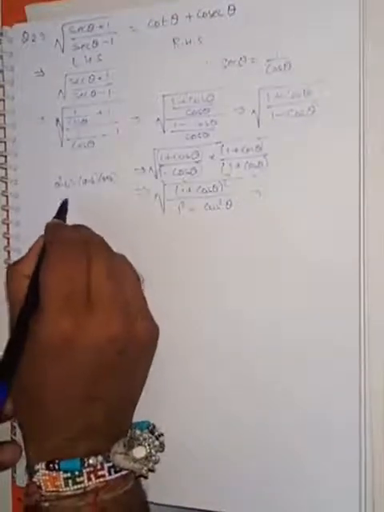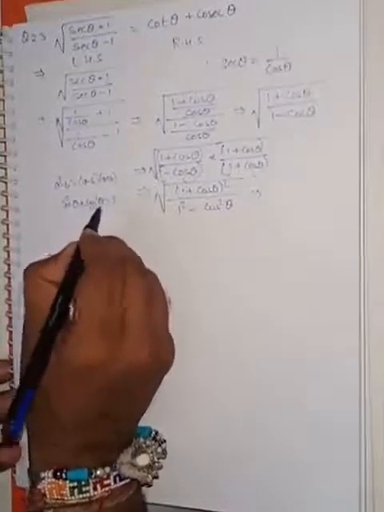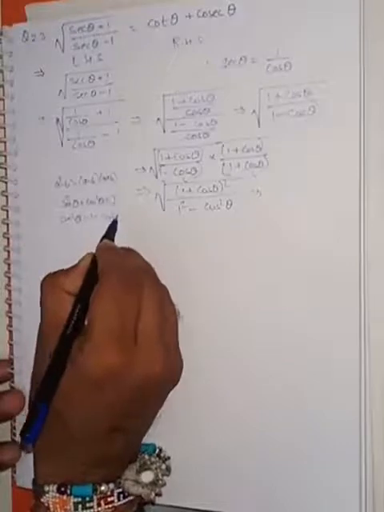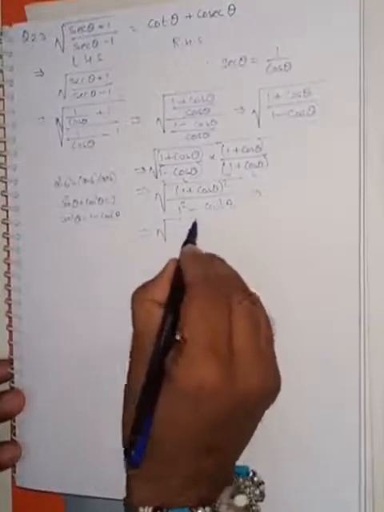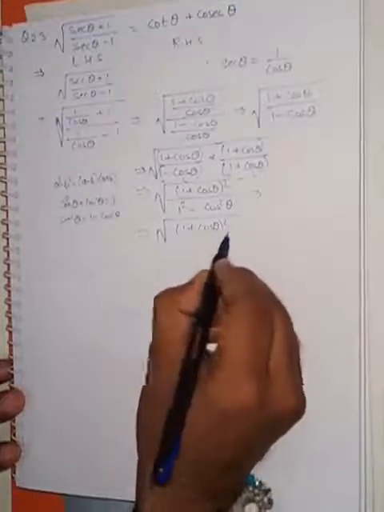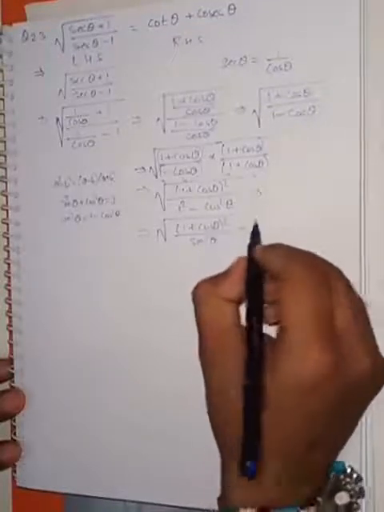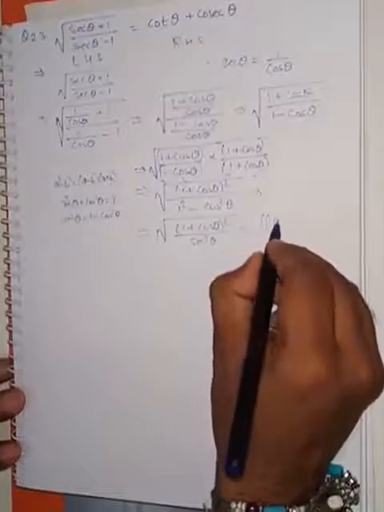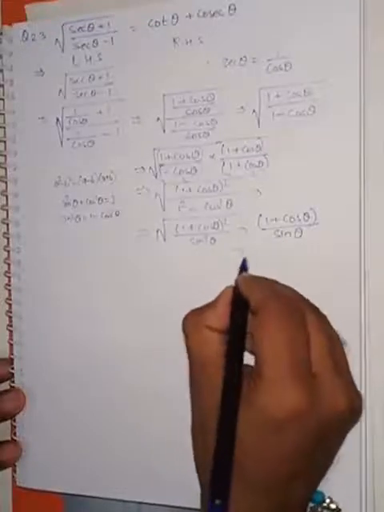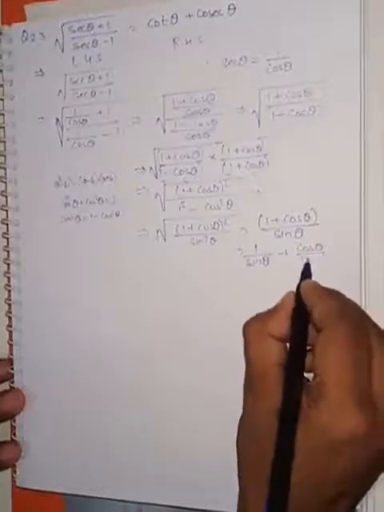We know sin square theta plus cos square theta equals 1, so I can write sin square theta equals 1 minus cos square theta. Putting these values in, (1 plus cos theta) whole square divided by sin square theta. On removing the square root, the squares will cancel, and we remain with 1 plus cos theta divided by sin theta. Now by separating this, we can write 1 by sin theta plus cos theta divided by sin theta, correct?